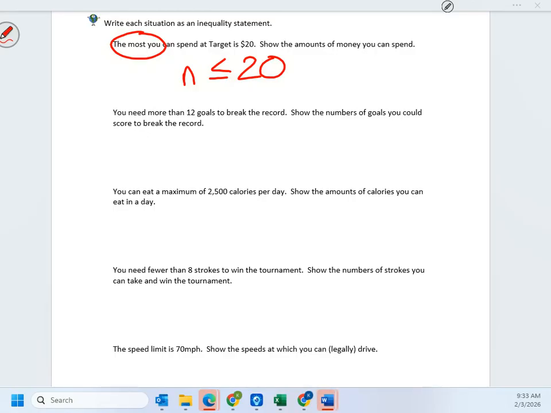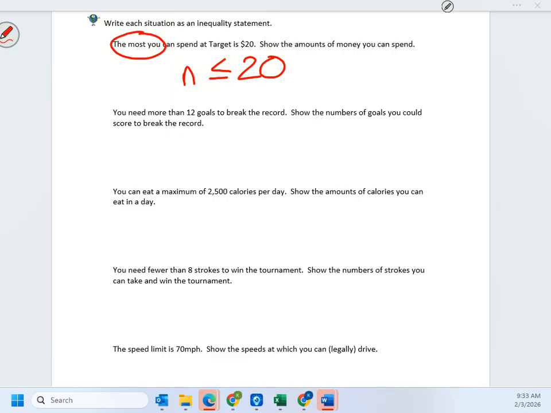I only have a $20 bill in my pocket, I don't have more, so I can spend less than $20. Or I could spend all of the $20, but I can't spend more than that. I don't have it. So N is less than or equal to $20. Does that make sense? So you're looking for those key words that relate back to our table.